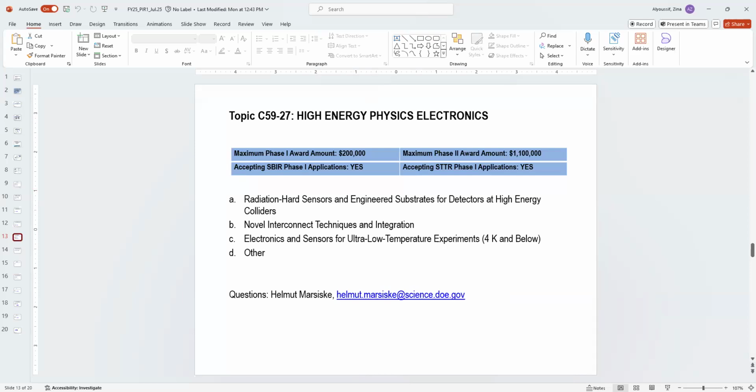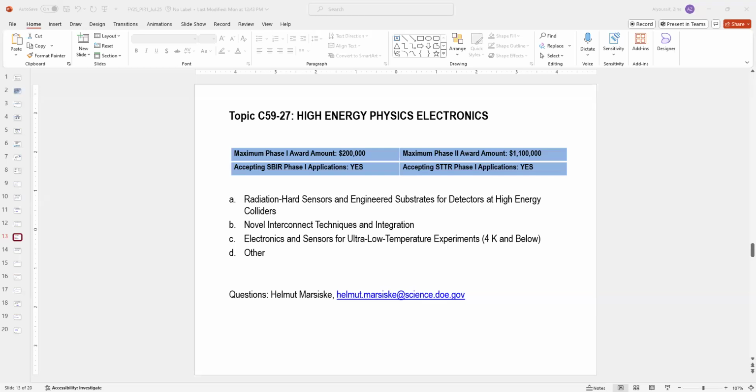So this topic also has multiple subtopics. Subtopic A, radiation hard sensors and engineered substrates for detectors at high energy colliders. Here we're looking for sensors typically applied in tracking and vertexing applications. We're looking for CMOS or CMOS-like processes that allow us to produce these sensors in a cost-effective way, because in these applications we have to cover very large areas. Very large here means many, many square meters, up to 100 square meters.